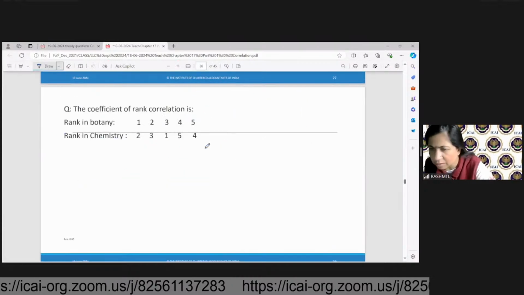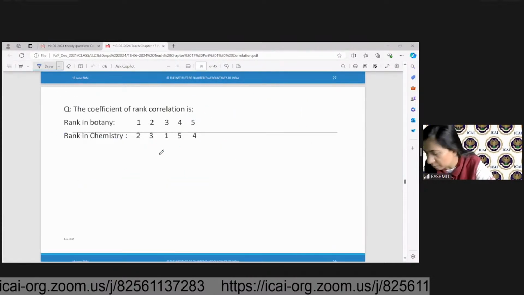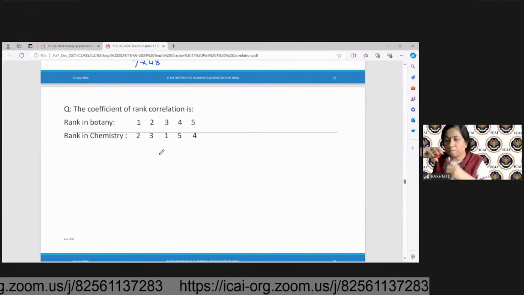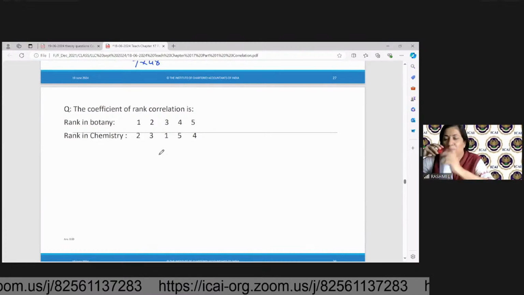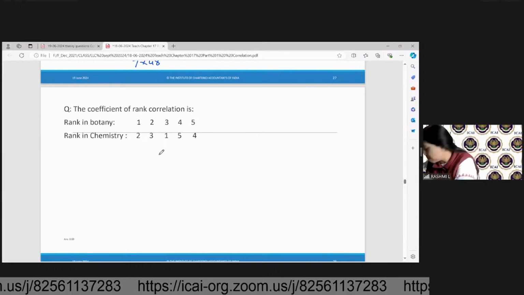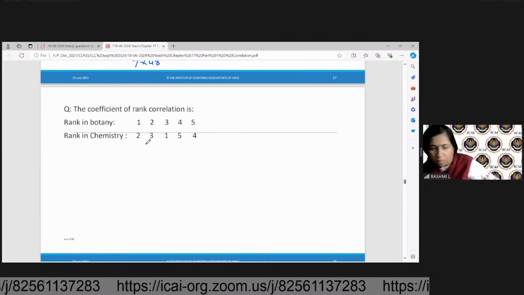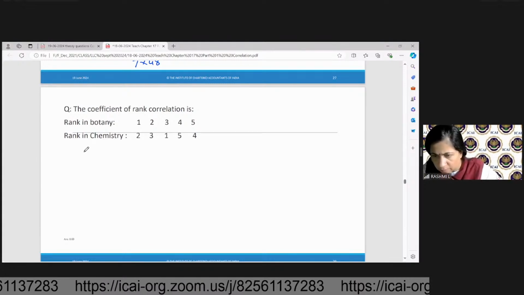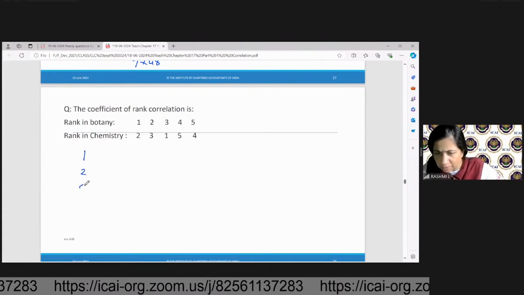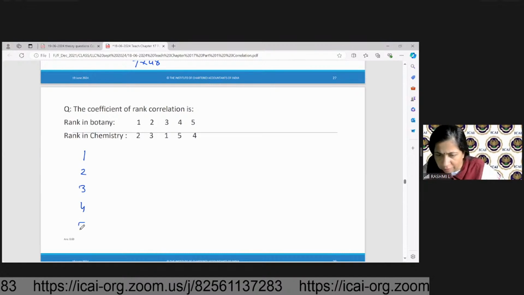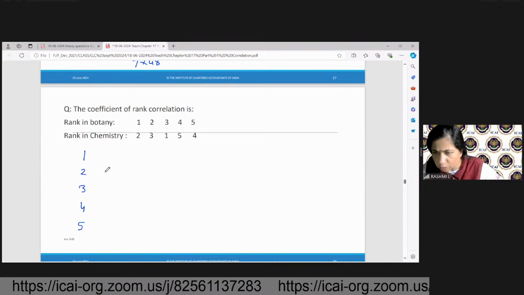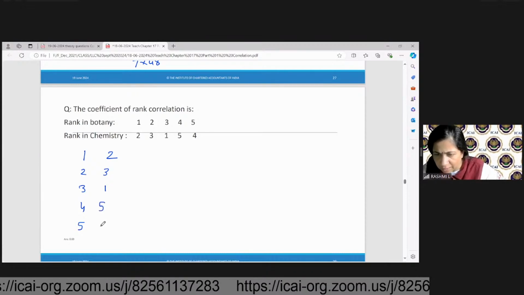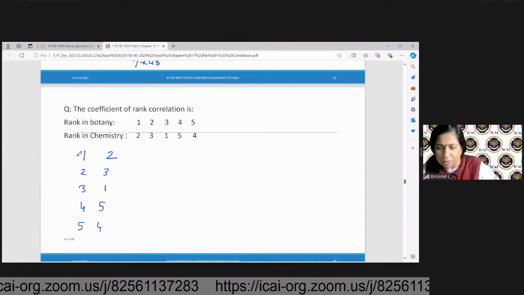Excellent work. Now let us take a simpler example. 1, 2, 3, 4, 5, and 2, 3, 1, 5, 4. As you can directly see, there is nothing common.